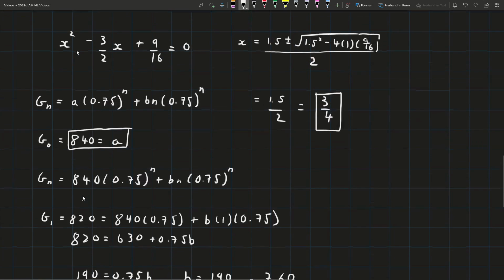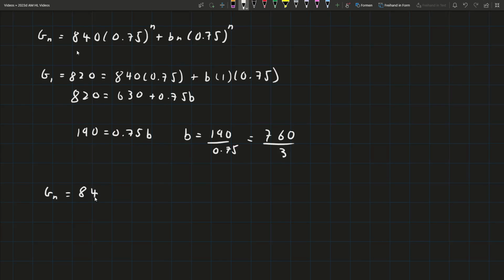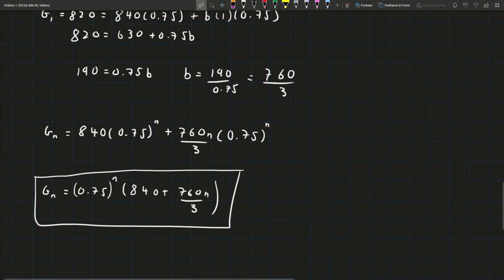So finally, we can write it as gn. You probably could round it up, but when it's a recurring decimal, I like to keep it as it is. So gn will be 840 times 0.75 to the power of n plus, and now instead of bn, we'll have 760n over 3 times 0.75 to the power of n. I guess you could write it a little bit easier, just when we're doing our calculations. If we factor out the 0.75 to the power of n, we multiply that by 840 plus 760n over 3. And that's the way we can write it. You can write it other ways, but I think that's the nicest way to write it.